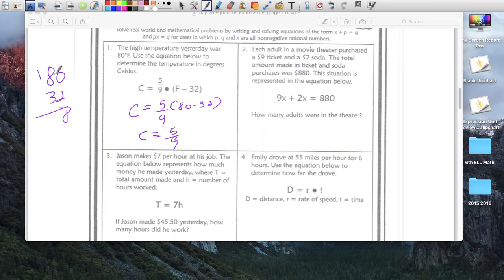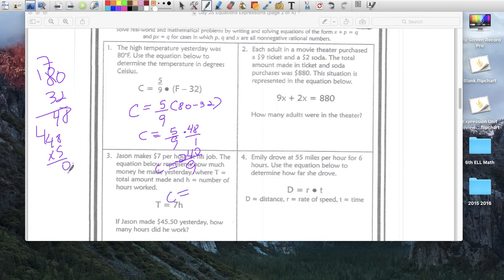80 minus 32 is 48. 10 minus 2 is 8, 7 minus 3 is 4, so 48. So inside the parentheses is going to be 48, so I can remove the parentheses and just leave it like this. So 5 over 9 times 48, or I'm going to put this over 1. So multiply the top and then multiply the bottom. The bottom I get 9, and the top 5 times 48. 5 times 8 is 40, write 0, carry the 4, 5 times 4 is 20, plus 4 is 24, so 240 over 9. So the Celsius temperature is 240 over 9.